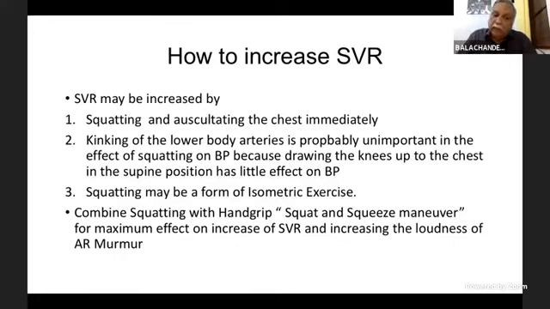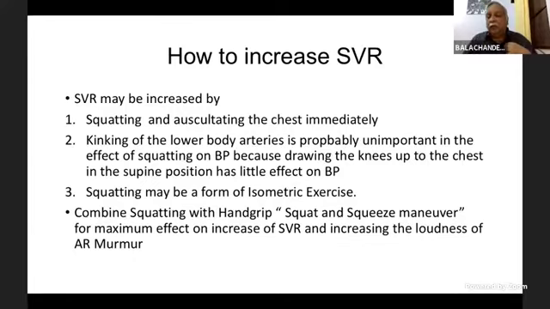Now, squatting, because of the muscular contraction, can be a form of isometric exercise. So this is a thing to remember, that kinking has a role to play, but it will not increase the SVR. It is a little bit of isometric exercise which really causes it. The important thing is to combine squatting with hand grip, which will increase the SVR markedly. This is called the squat and squeeze maneuver. You give a towel to the patient, he can wring the towel, or hold it, and he can squat. And this is the best method of increasing the SVR.